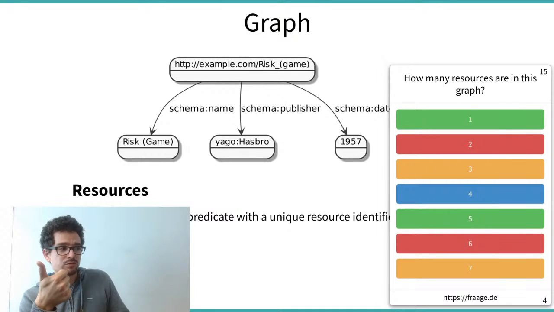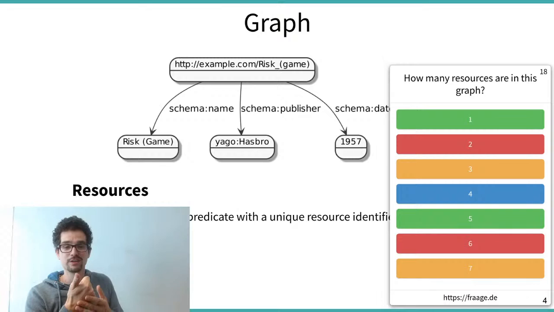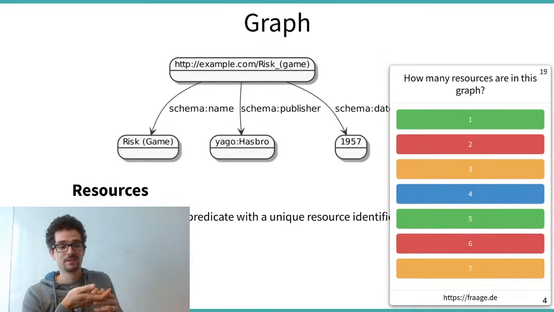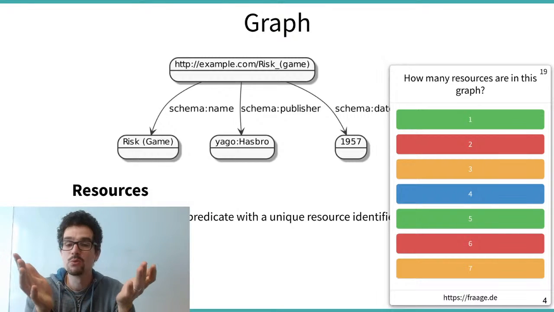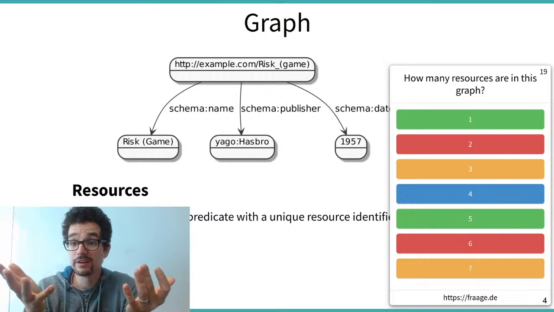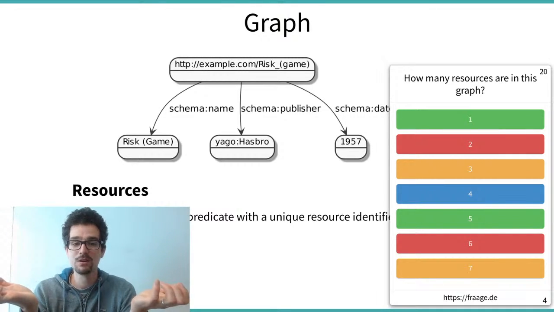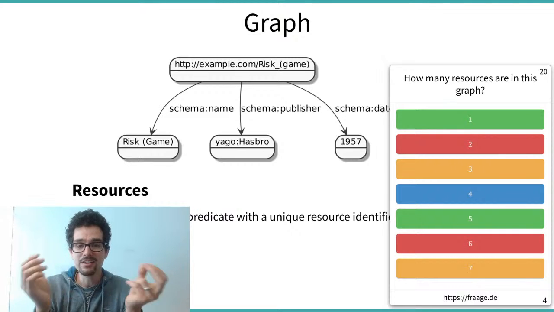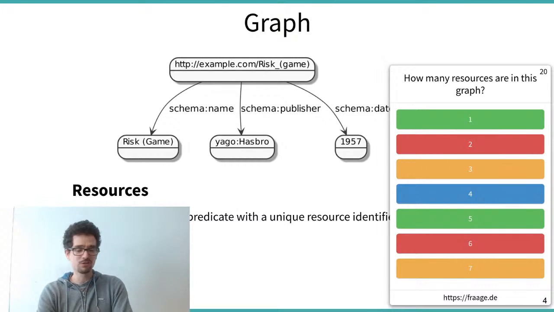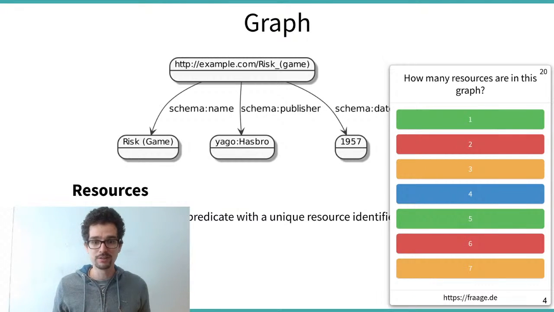So we have Risk, the game. This is like an instance, an object. This is not like a game. But there is a resource for Risk the game, and there is a resource for games in general, and there is a resource for edges. So basically everything is a resource. But not everything. There are also literal values.